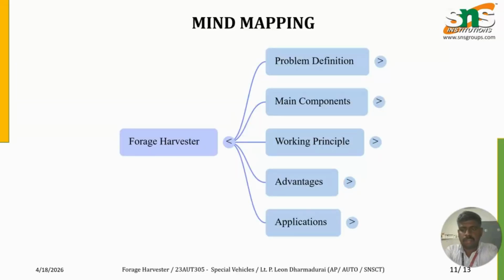This is the overall mind map of the things that we have seen so far. First we saw the real problem and the need for this vehicle, then the main components of the forage harvester, the working principle, the advantages, and the applications. So these are the things that we have seen so far.